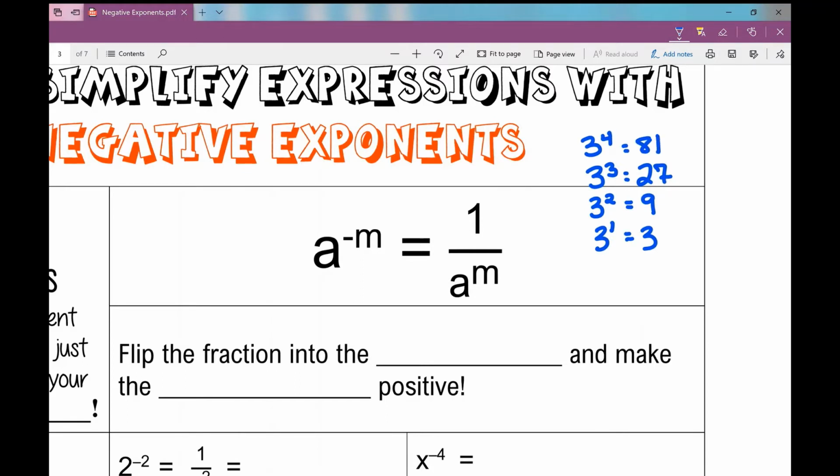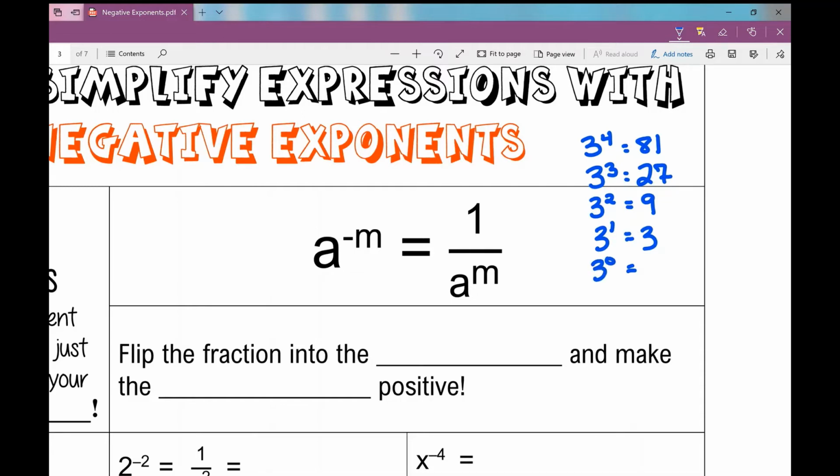81. So what do you notice is happening as this exponent gets bigger and bigger? The value of the number gets bigger very rapidly. It jumps from 3 to 9, then 9 to 27, then 27 to 81. Okay, so what would happen then if my exponent gets smaller? 3 to the power of 0.